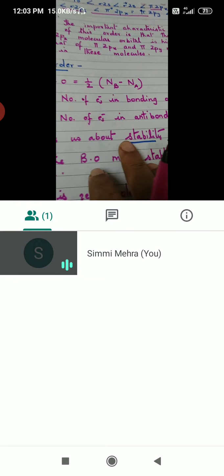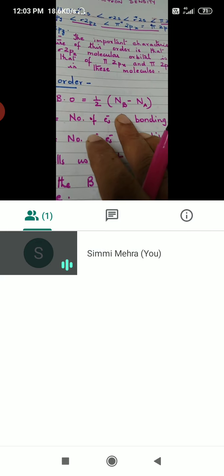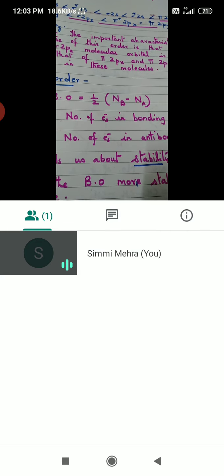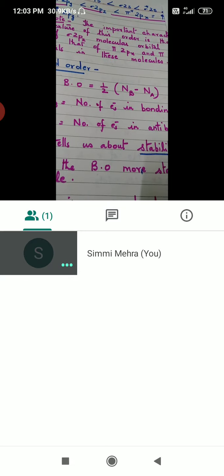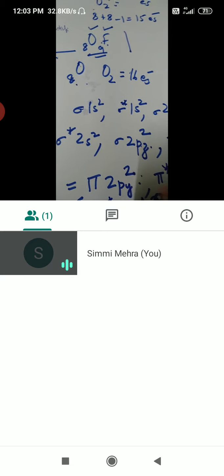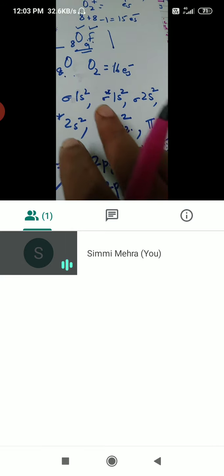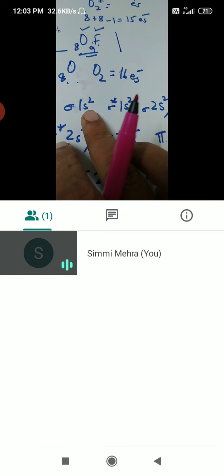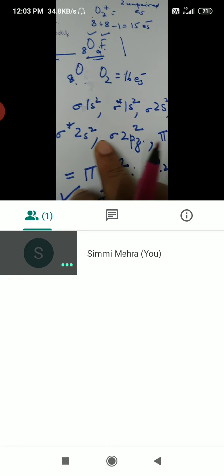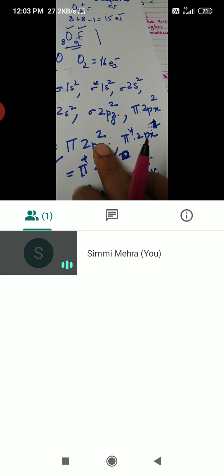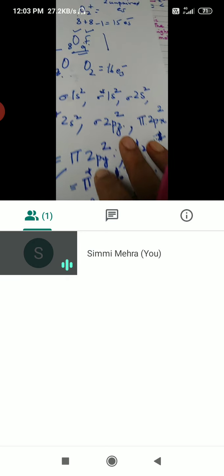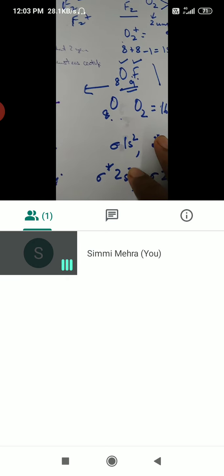Bond order tells us about the stability of the atom. Now let us see one example of how we can calculate the bond order. Suppose it is N2 molecule, right? Let's take it for oxygen. For oxygen, we had written for O2, 16 electrons. Let's count the number of bonding electrons: 2, 4, 6, 8 and 10. 10 are in bonding. So, how to calculate the bond order?